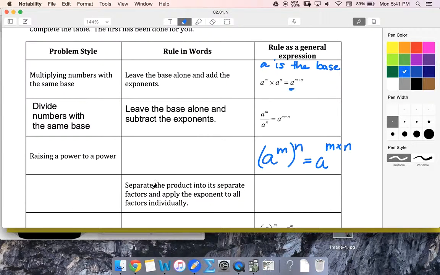All right, directions here. Separate the product. So I'm thinking in my head that's a multiplication into its separate factors and apply the exponent to all factors individually. So we've got some sort of product, so let's go with A times B, and it's got an exponent, and I'm going to separate those and apply the exponent individually. It still ends up being a product. Maybe you want to add that to your notes here. So over here, it looks like what I have happening is a product raised to an exponent.